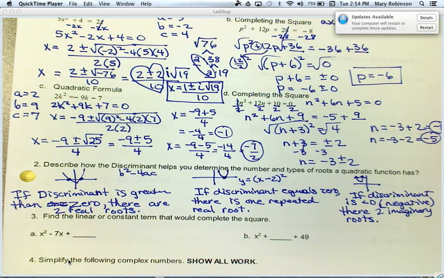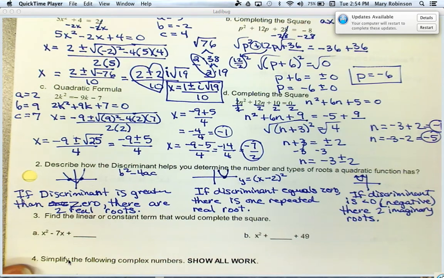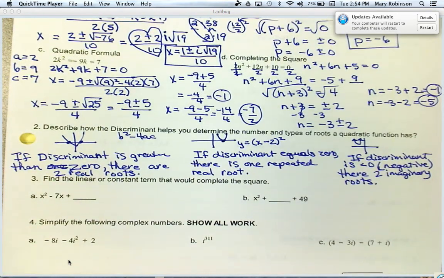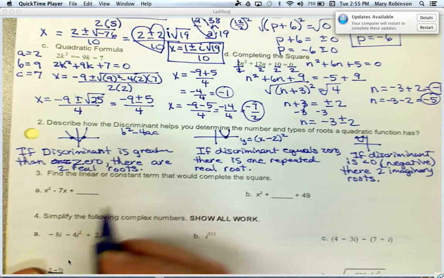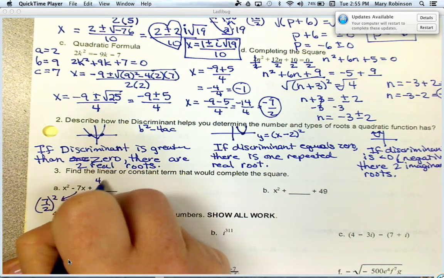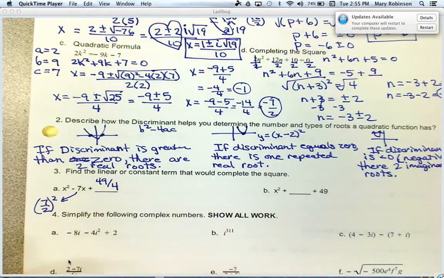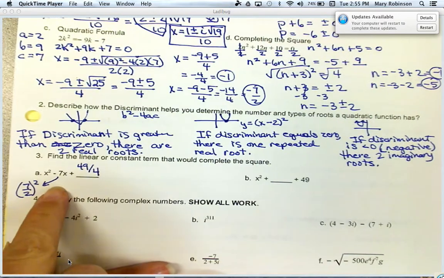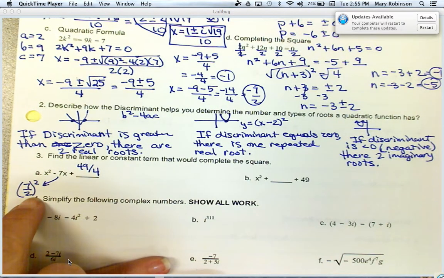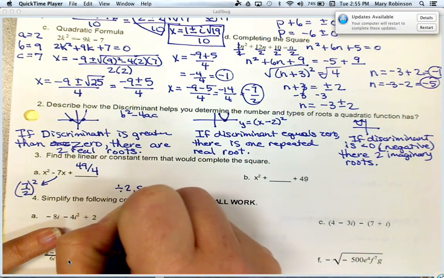That completes numbers. Actually, before I do that, I'm going to just go ahead and do number 3 because this kind of ties into the same topic. So for number 3, you're asked to find the linear or constant term that would complete the square. So remember, to complete the square, we take half of b and square it. Well, 7 squared is 49, and 2 squared is 4. So that results in a perfect square trinomial. If you think about it, what we did here is we took half of b, so we divided by 2 and squared.